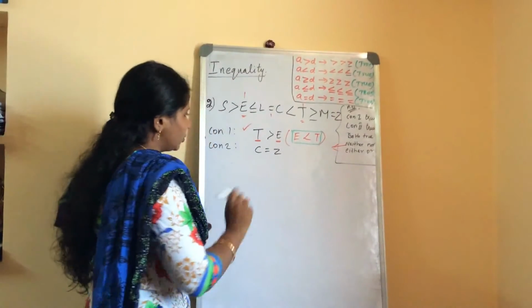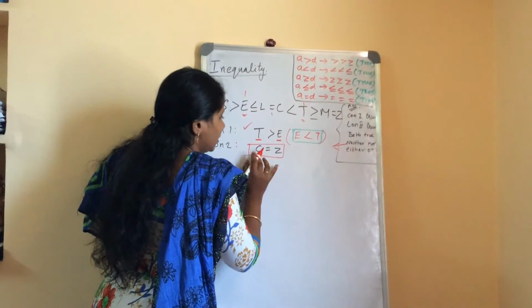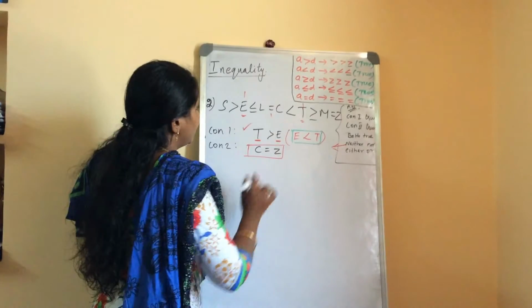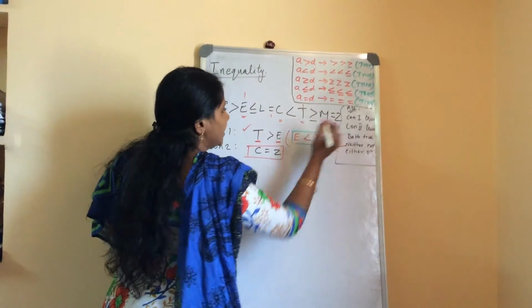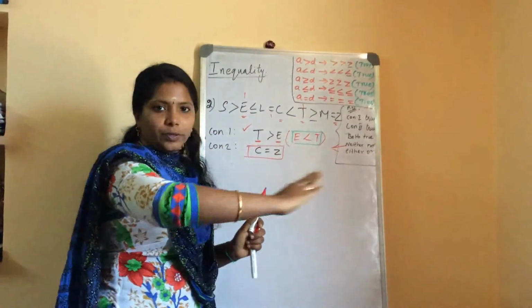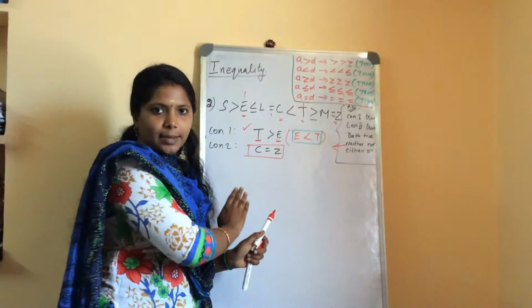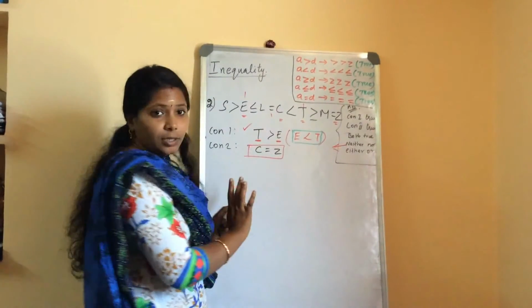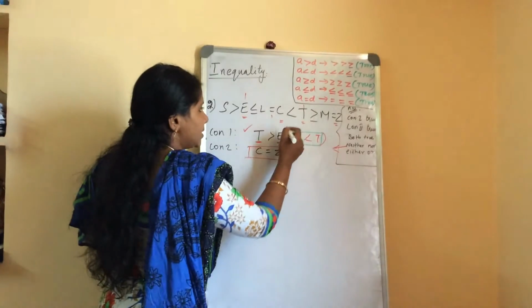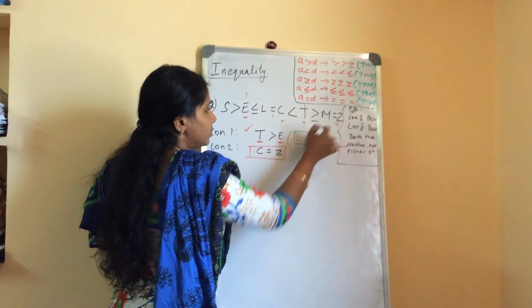See, second conclusion is what? C equal to Z. C is here, Z is here. It is in a forward direction. So we can take the same conclusion as it is. Okay. Let's have all the symbols written here.